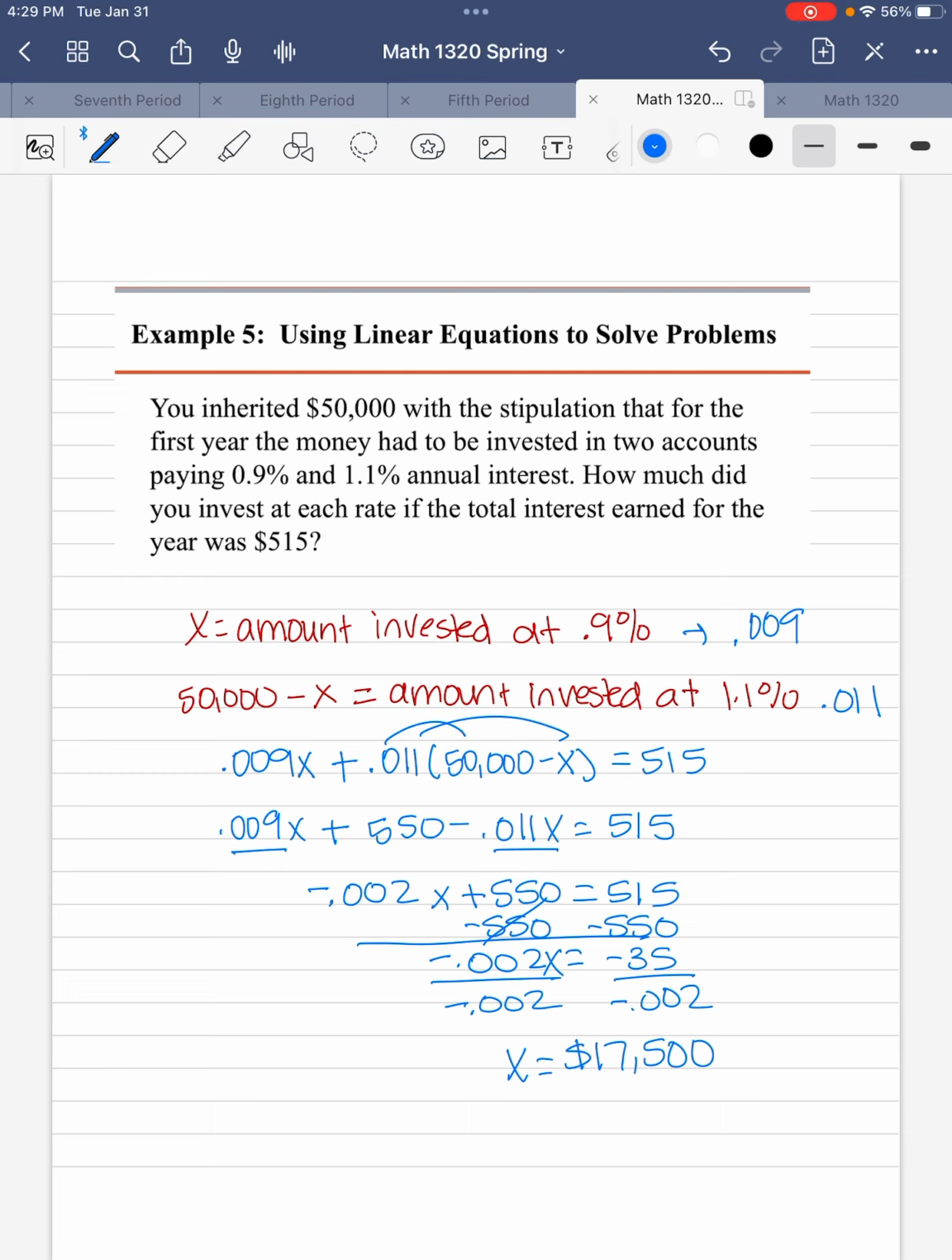So if we want the amount that we invested at the 1.1%, we need to subtract it from the 50,000. So 50,000 minus 17,500 is equal to 32,500.